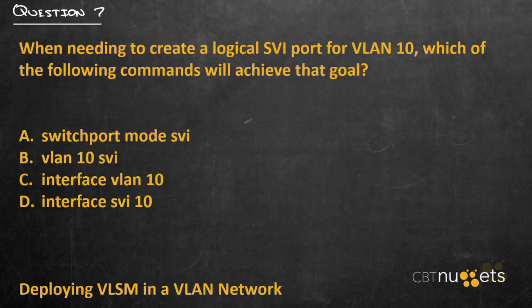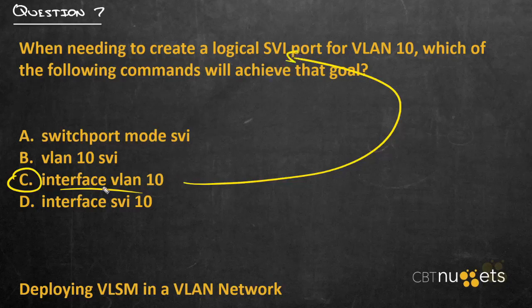Last question. Question number 7. When needing to create logical SVI ports for VLAN 10, which of the following commands will achieve that goal? I'm not sure I would have worded it that way, but you get the idea. Answer would be C. Interface VLAN 10 creates an SVI port. There is no command that says SVI in it. SVI is the logical concept.